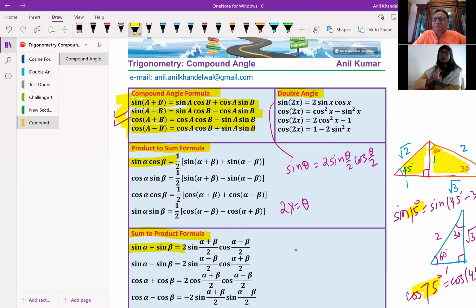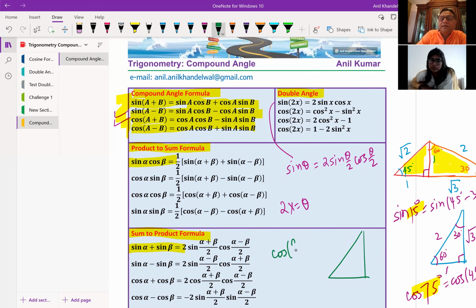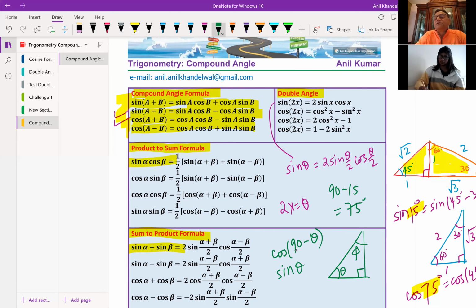Now, as you know, complementary angles. You could use this concept: in a right angle triangle, if I look from the other side, what is cos of 90 minus theta? It is sine theta, right? So if this is theta, this is phi, which is 90 minus theta. Is that clear to you? It is sine theta. So what I'm trying to say is 90 minus 15 is equal to 75 degrees. Do you see that? So if you work out just sine, you get the cosine value also.